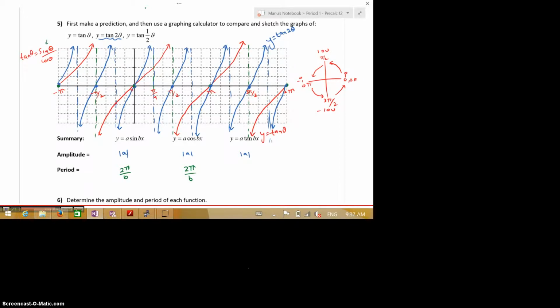What about for tangent? What would it be for tangent? What's the normal period for tangent? Pi. Instead of being 2 pi over b, it's just going to be pi over b. And period is also an absolute value. It's measured just in the positive value, so I'll put absolute value around that b, just to make sure that the period is not a negative number. Period is going to be a positive value. The amplitude is going to be a positive value.